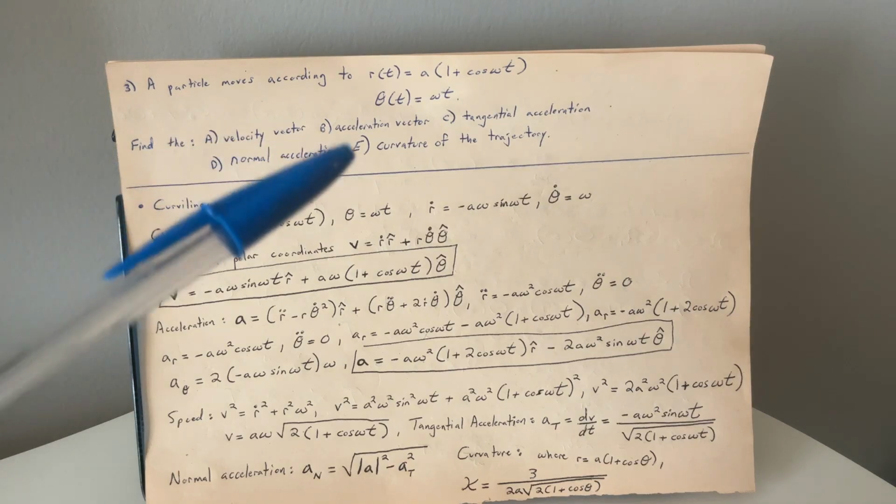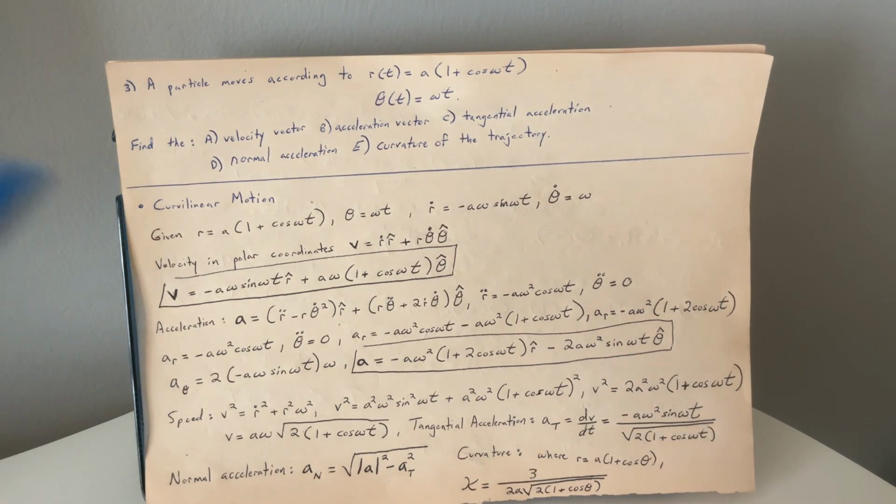And our curvature of the trajectory, where r equals the quantity a times the quantity 1 plus cosine theta. So curvature is going to be kappa equals 3 over the quantity 2a times the square root of 2 times the quantity 1 plus cosine theta. So that is part 1.